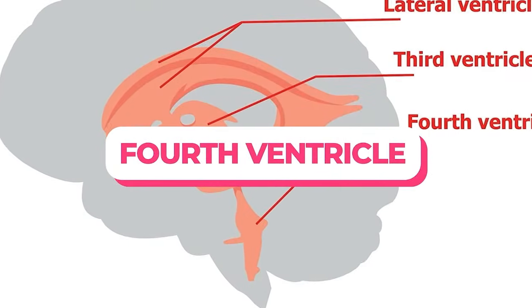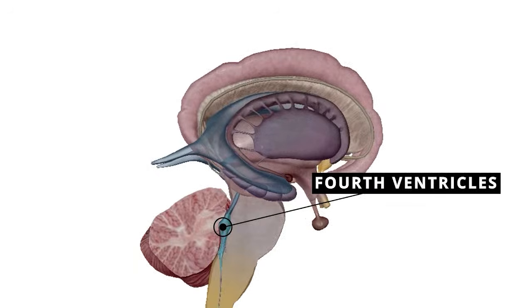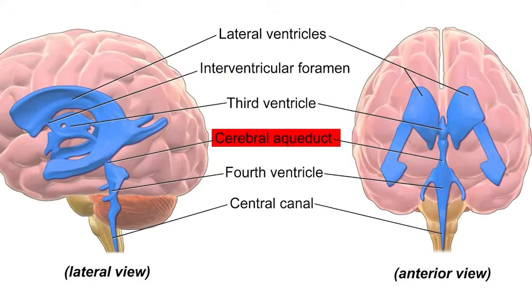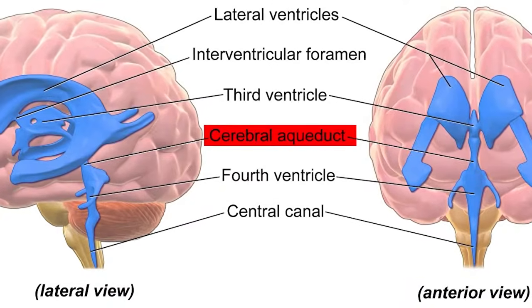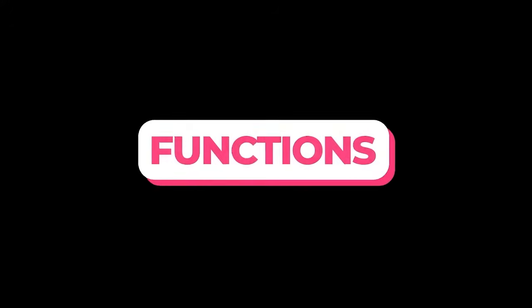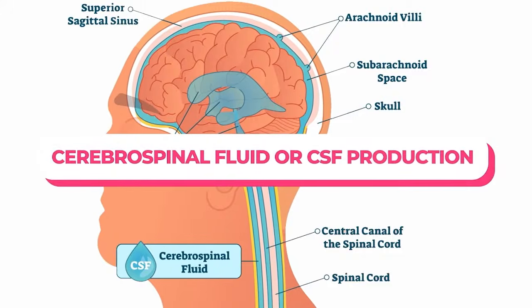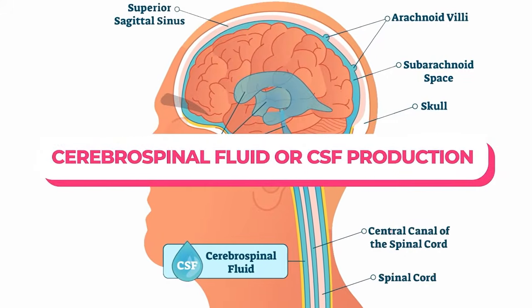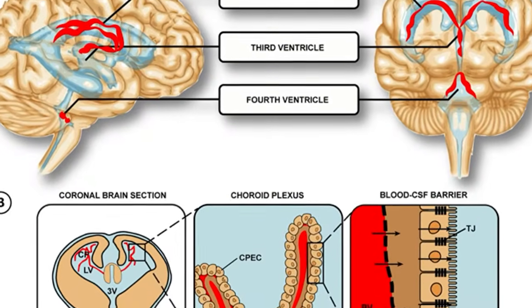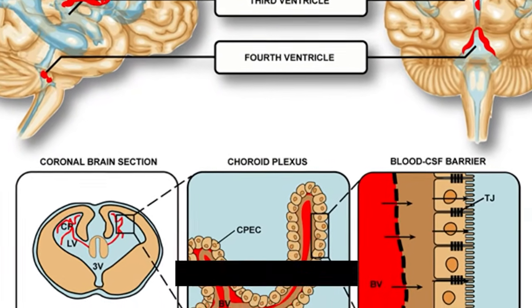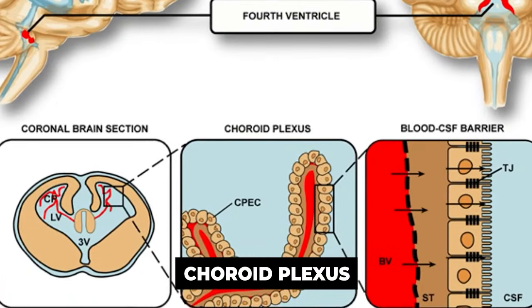Fourth ventricle. Located between the pons and the cerebellum. It communicates with the third ventricle above through the cerebral aqueduct or aqueduct of Sylvius. Function. Cerebrospinal fluid or CSF production. The ventricles are lined by ependymal cells, and within the ventricles, specialized structures called choroid plexuses produce CSF.